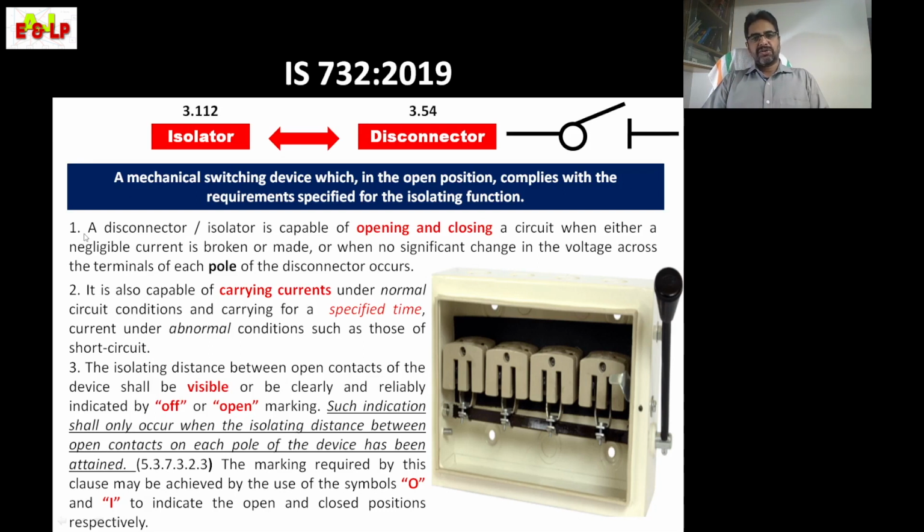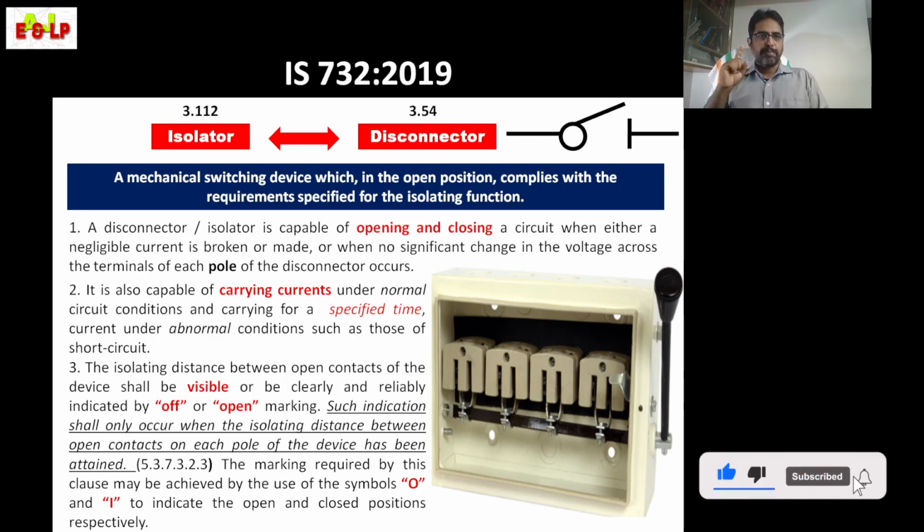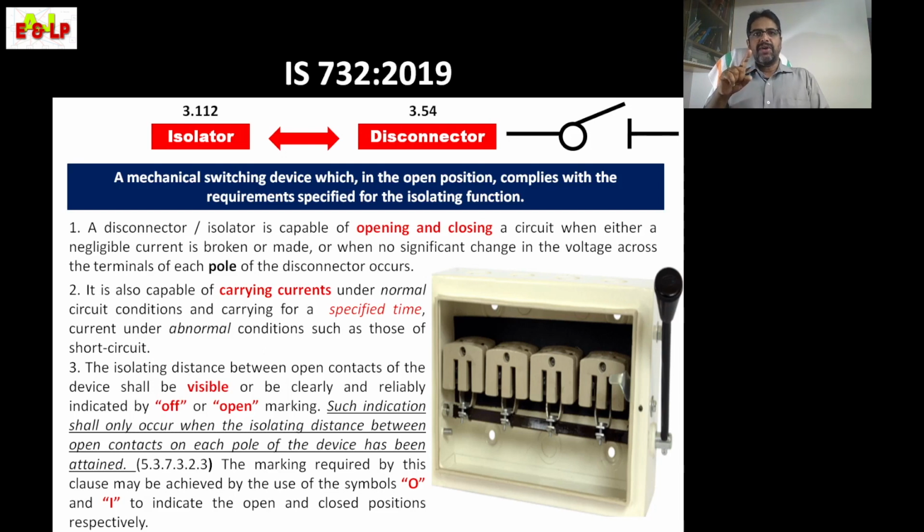As per the first clause, it can be opened or closed with negligible current or no current, or no voltage in between the terminals. Means the isolator can be operated only in off condition, when there is no supply. So the purpose of the isolator is to operate when there is no supply. Okay, that's the first condition.